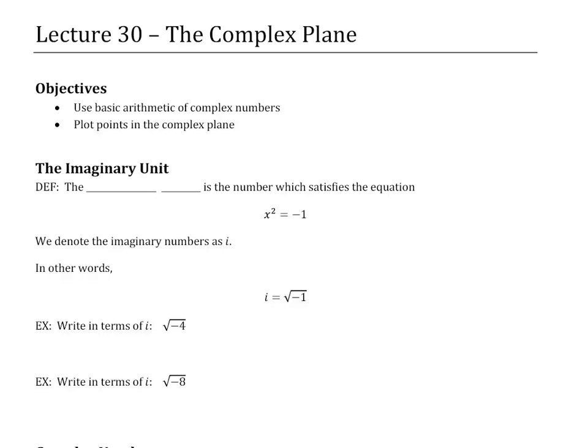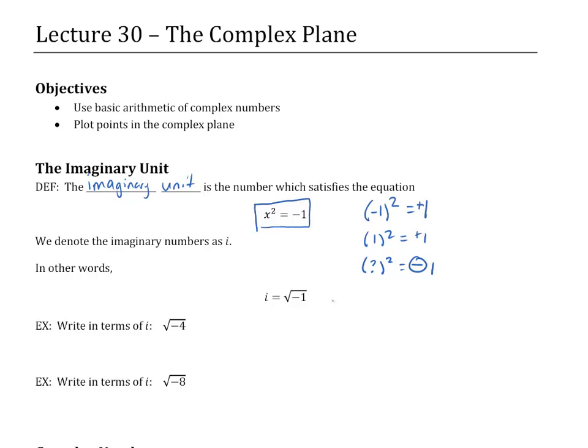To start off with, let's recall that the imaginary unit is the number which satisfies the equation x squared is equal to -1. Now, you'll recognize that there is no real number that actually solves that, real being the operative word, because if I were to take -1 and square it, I get +1. If I take a +1 and square it, I get +1. So the question is, what can I square to get a -1? And the answer is nothing in the real number system.